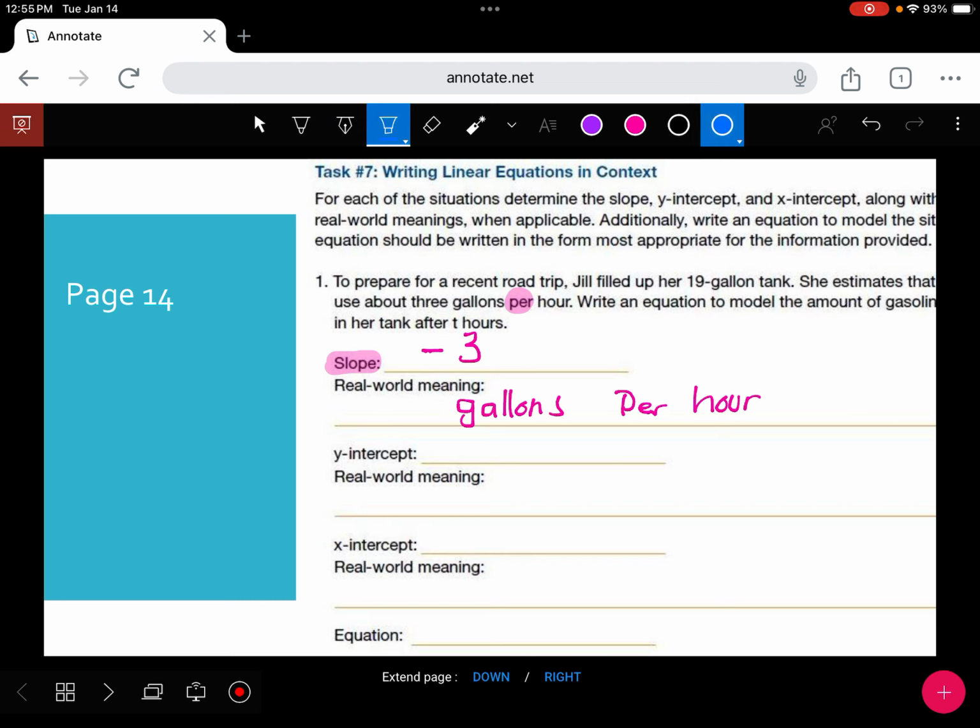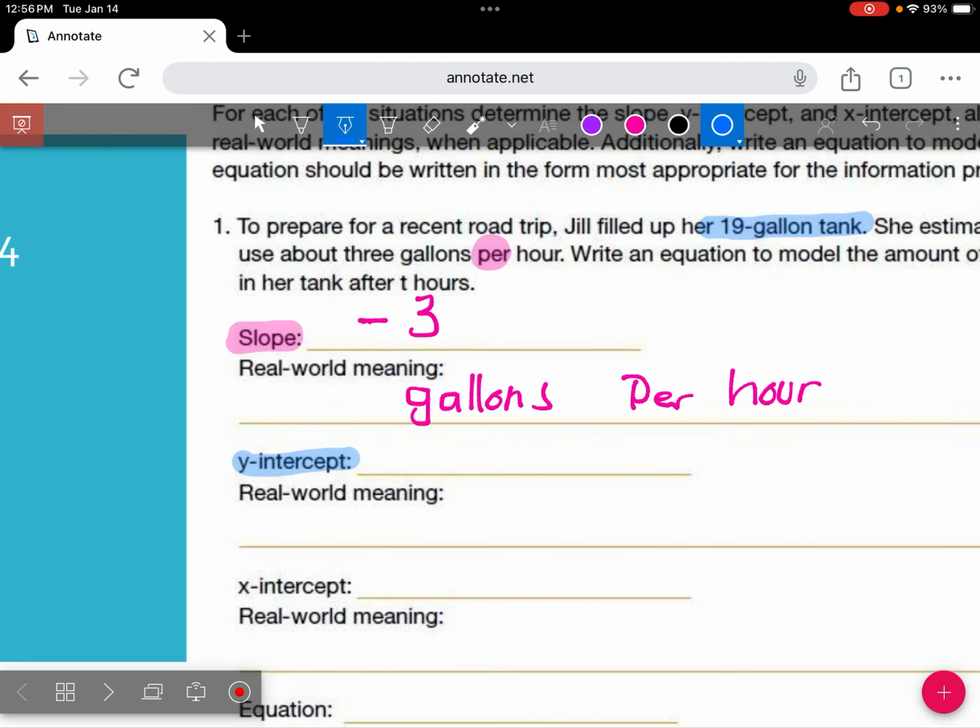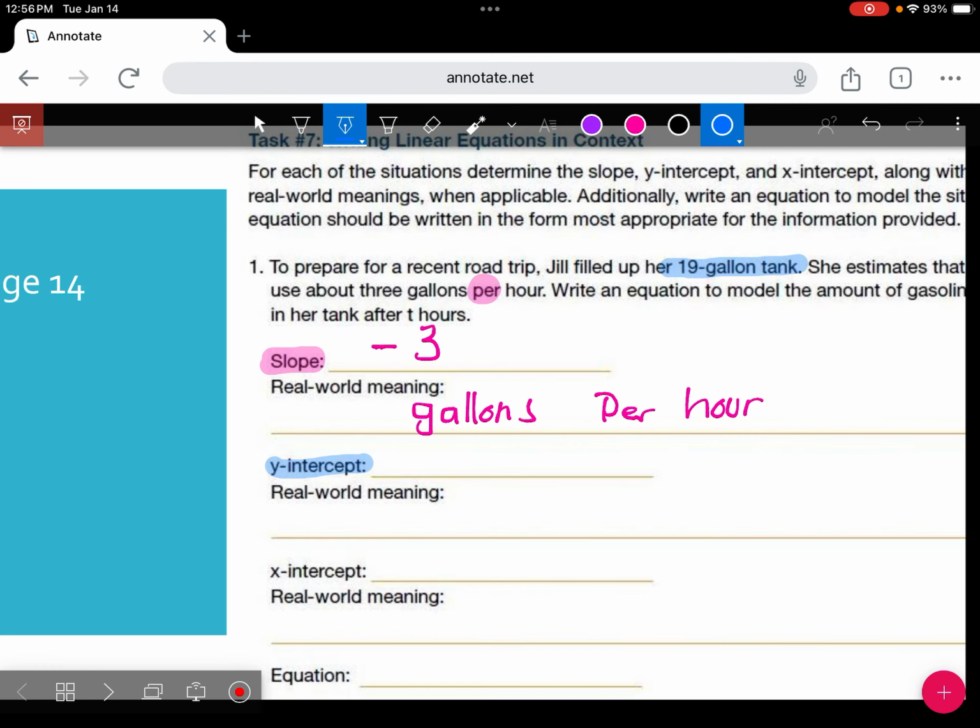What else do we have in here that might be helpful when trying to write an equation? The 19-gallon tank. She starts with 19 gallons. So what is that going to be? The y-intercept. The y-intercept is going to be our starting place for the most part on these. Like, I'm not going to do 100%, but most of the time the y-intercept is the starting place. So our y-intercept here is going to be 19. That's the number of gallons she started with.